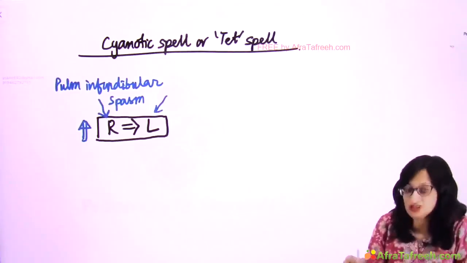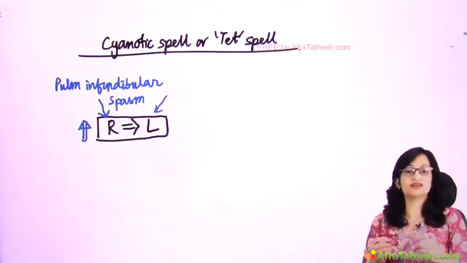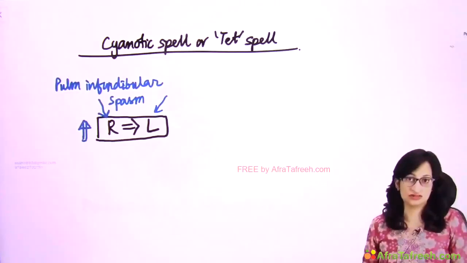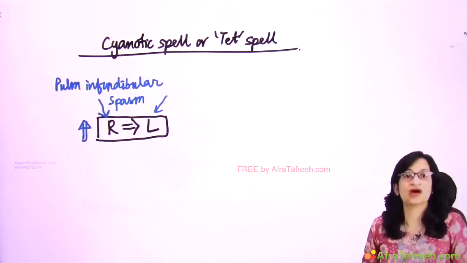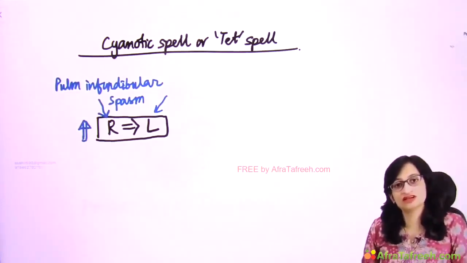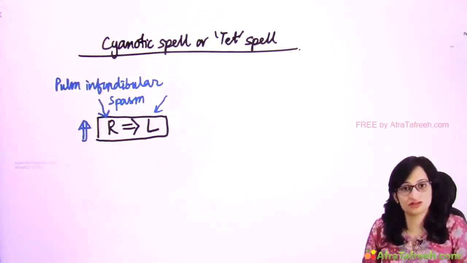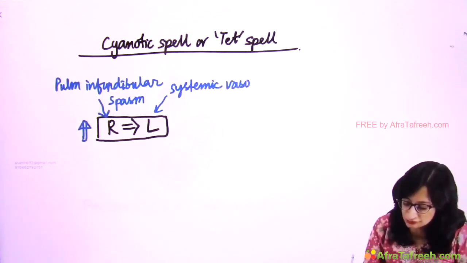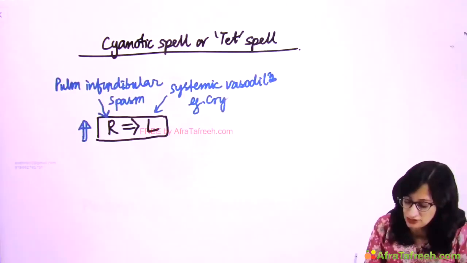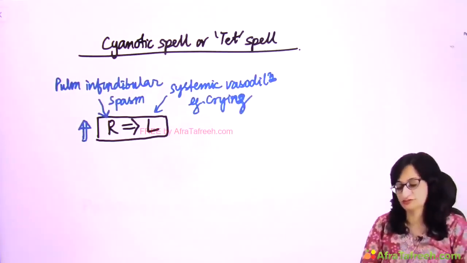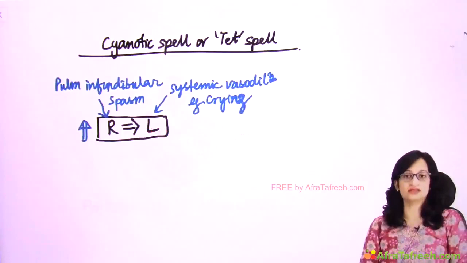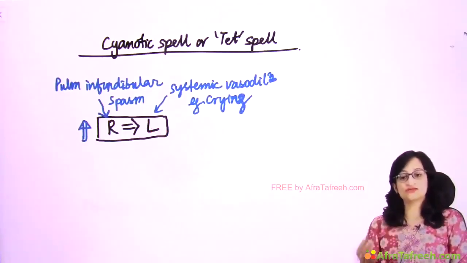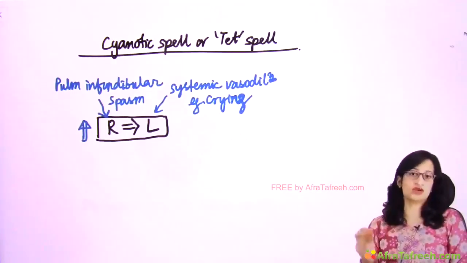And pressure in the left side decreases. That can happen in systemic vasodilatation, which can happen due to sympathetic stimulation. In children, even crying can precipitate it. So, due to any reason, if this right to left shunt further increases, then you get a cyanotic spell.